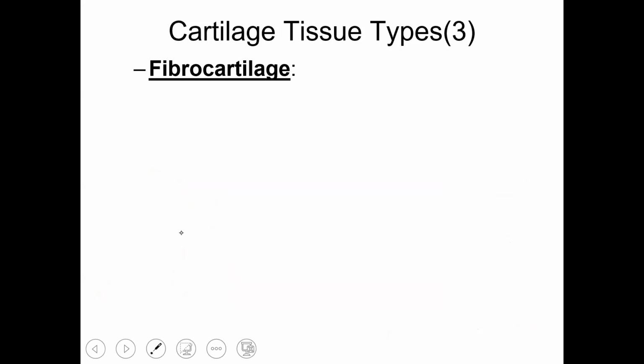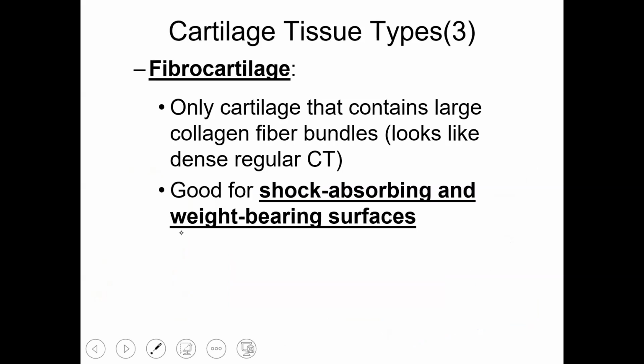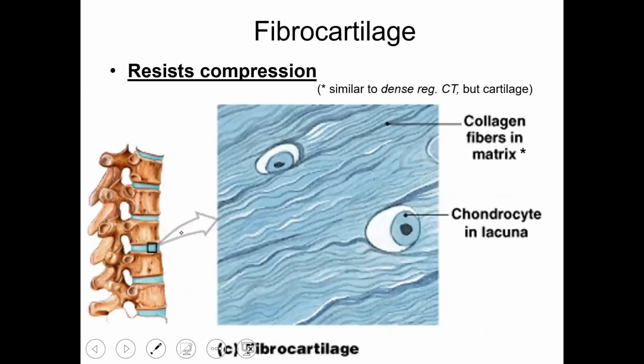Fibrocartilage is the third type of cartilage. It's a shock absorber. It looks like dense regular connective tissue because it's got these big bundles of collagen fibers, and its job is to support your weight. We find that in between the vertebrae, in between the femur and the tibia, at the meniscus of the knee, and at the pubic symphysis, in between the two pubic bones. So there's fibrocartilage, and you can see those collagen fibers in there.